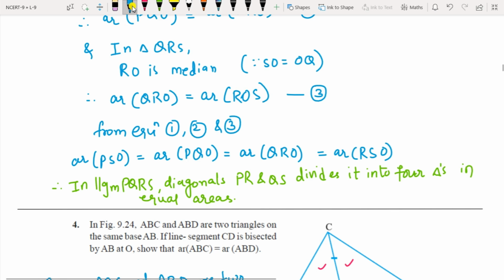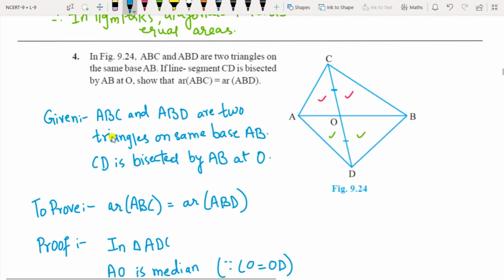Okay. The 4th question given here is ABC is a triangle and ABD is another triangle that are on the same base AB here. If line segment CD is bisected by AB at point O, then you have to show that ABC, that's shown with the pink color, is equal to ABD, this total triangle. So that is the given, and to prove here we are going to consider now triangle ADC, this figure ADC on the left hand side of CD, right?